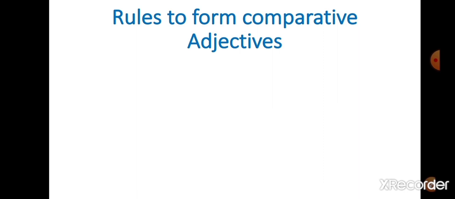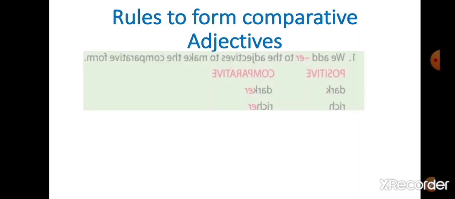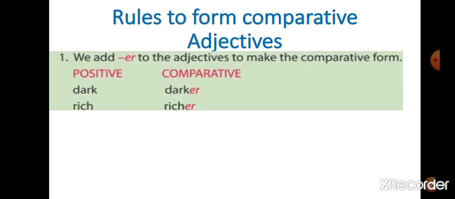Now, what are the rules to form the comparative adjective? The first rule is we add er to the adjective to make the comparative form. Dark, we add simple er. We add er to the adjective. First rule is there.